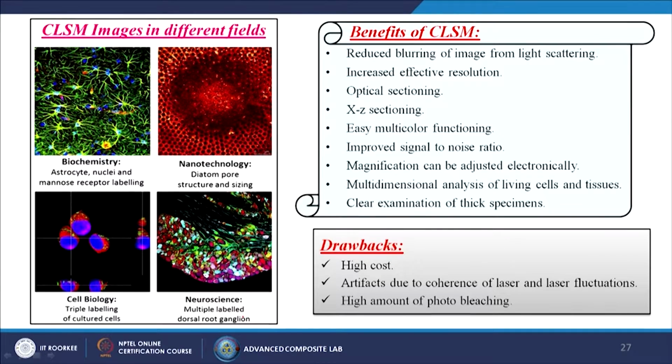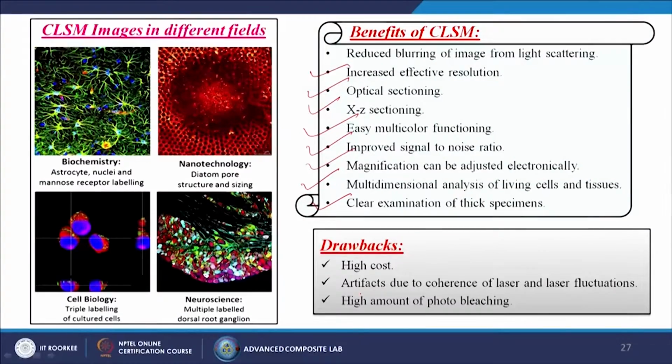So, what are the benefits of CLSM? Reduced blurring of image from light scattering, increased effective resolution, optical sectioning, XZ sectioning, easy multicolor functioning, improved signal to noise ratio, magnification that can be adjusted electronically, multidimensional analysis of living cells and tissues, and clear examination of thick specimens. Of course, there are certain drawbacks also. The equipment cost is too high, there are artifacts due to coherence of laser and laser fluctuations, and a high amount of photobleaching.